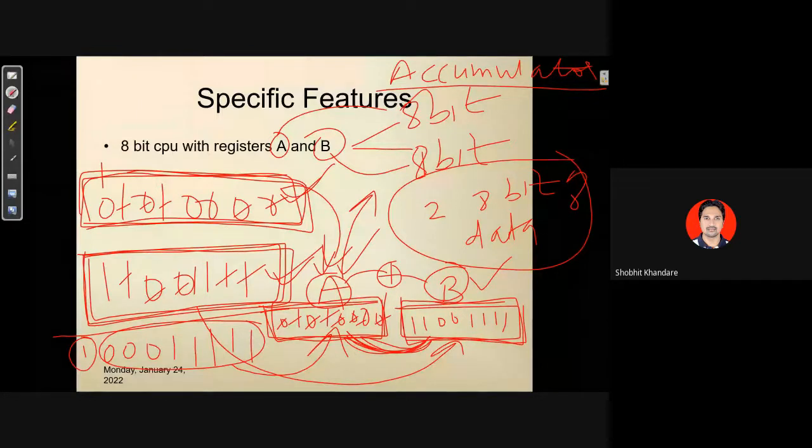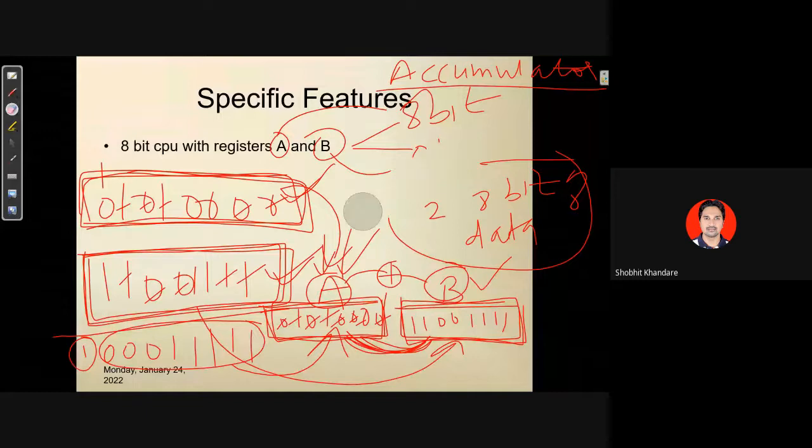So this is the first feature: the 8051 is an 8-bit CPU. That means the ALU will perform 8-bit operations simultaneously in a single clock pulse using two registers, register A and register B, because one operand will be stored in A and the other operand in B. After we do the operation, the result will be stored in register A. So register A is also called the accumulator.